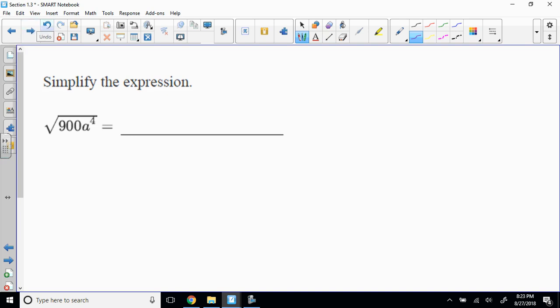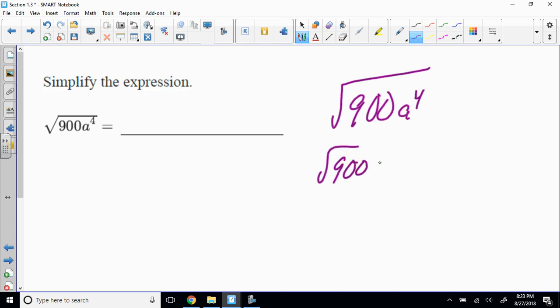Okay, so the square root of 900, a to the fourth. Okay, so break this baby up, okay? Take care of the square root of 900, and then we'll come back and do a to the fourth, because it's pretty simple, and I'll show you what to do, and it all hinges on that. Okay, so what would that be? 900 is a perfect square, isn't it?